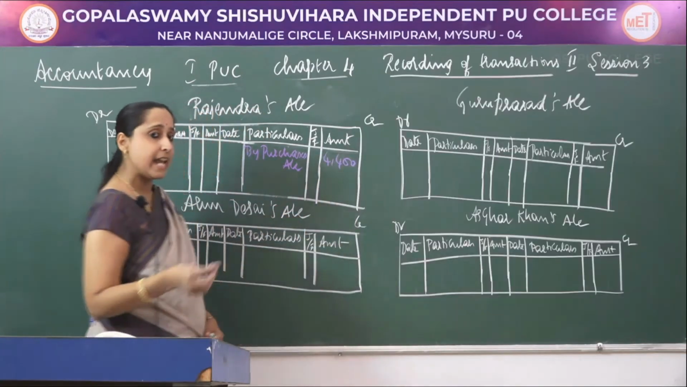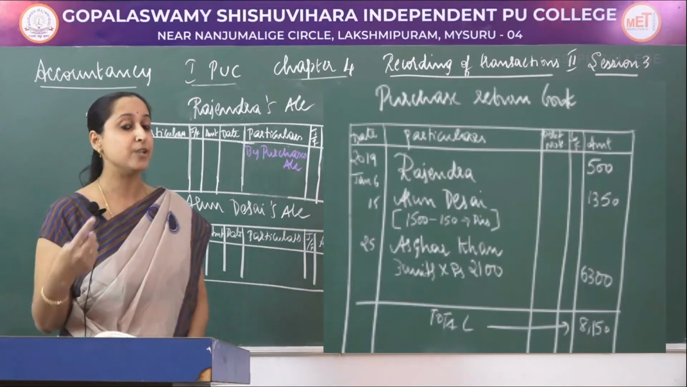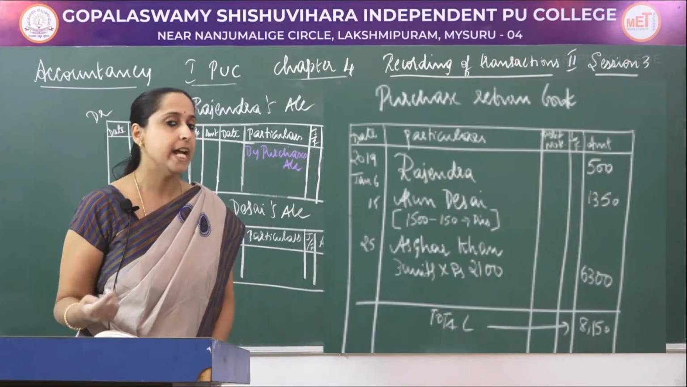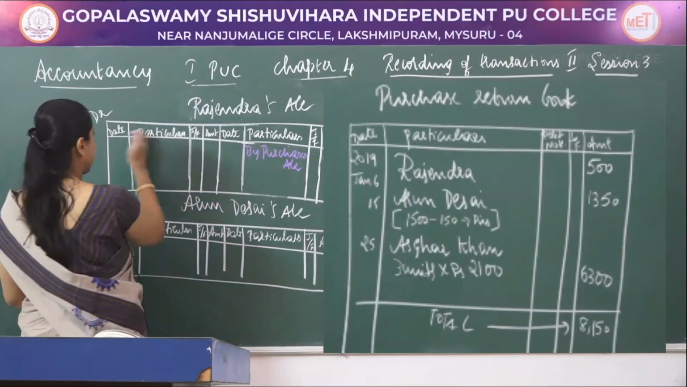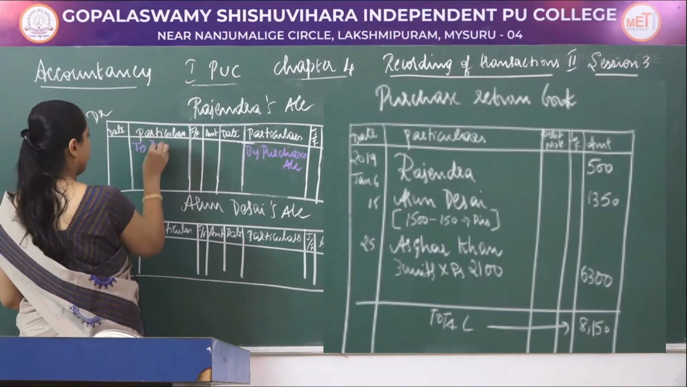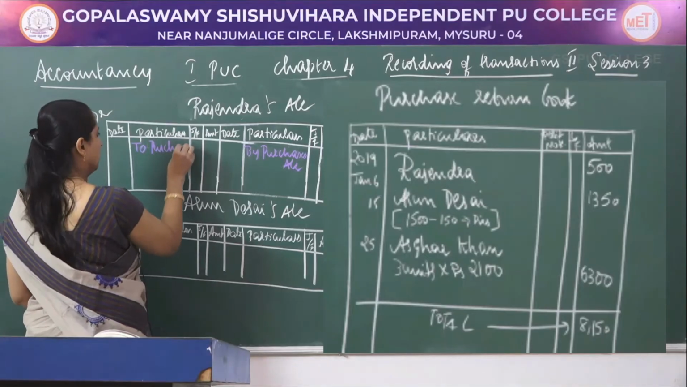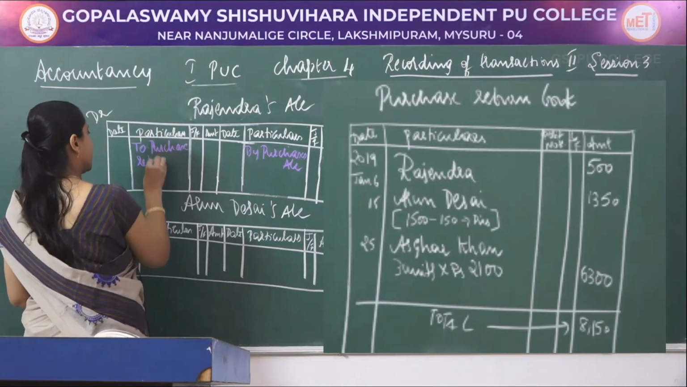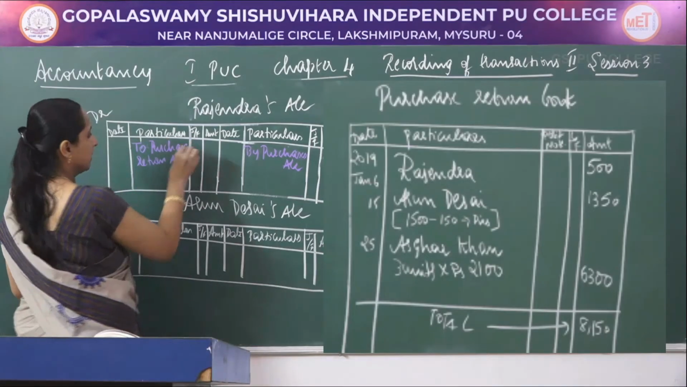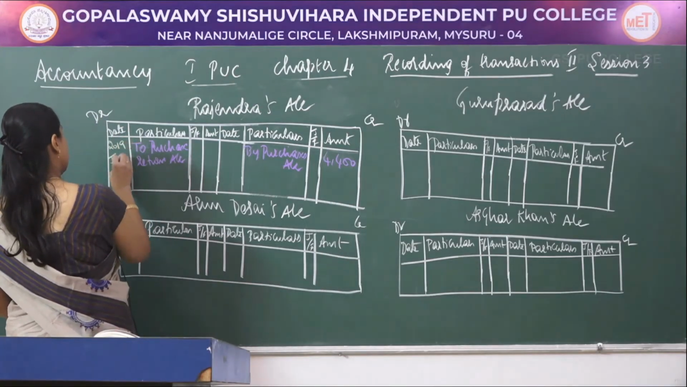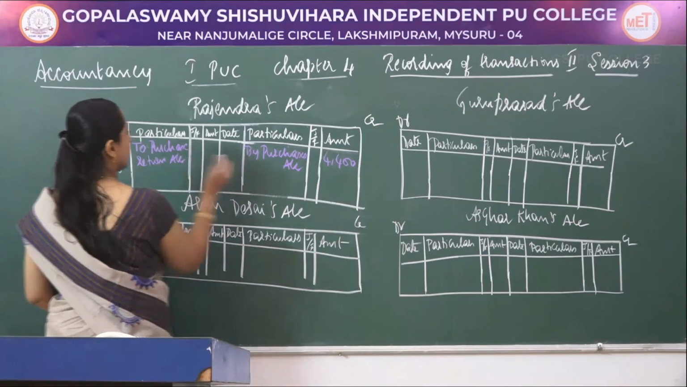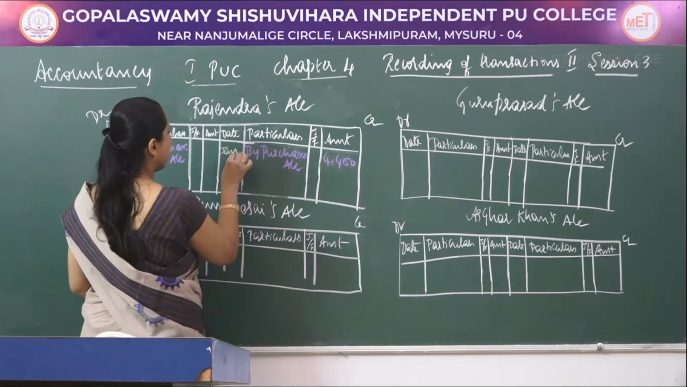4,400. And in the same manner, there is a purchase return also. So, what would be the journal entry? Rajendra's account debit to purchase return account. So, here I have to write to purchase return account, and we should write the date also, 2019 January 6th, and here I should write January 1st.